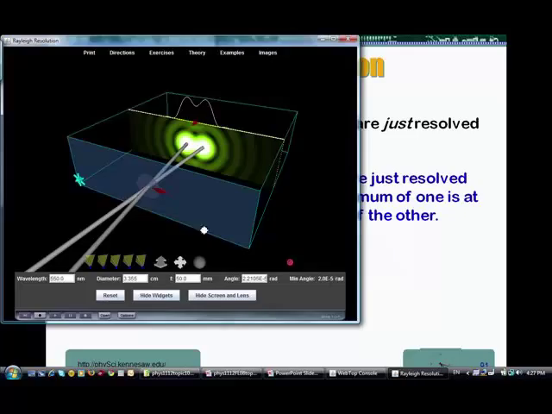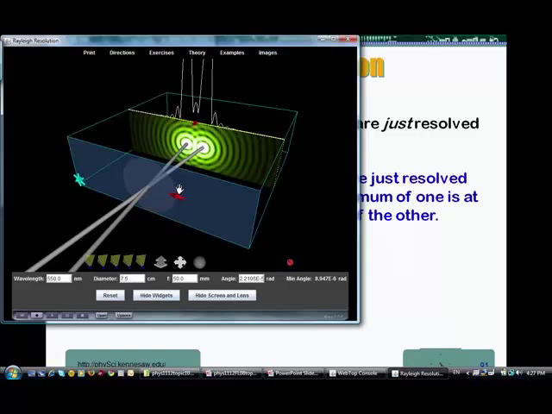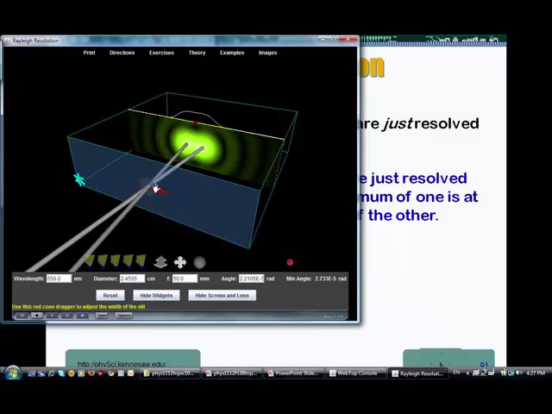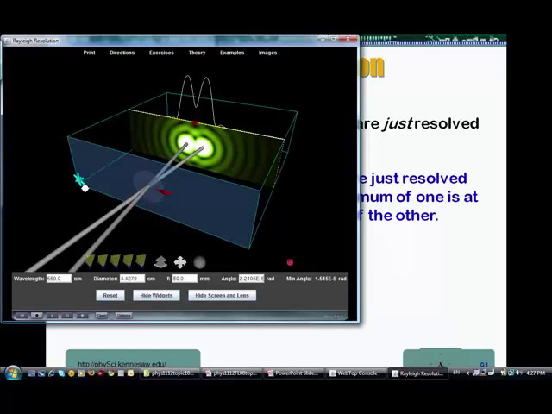Now, of course, it's going to depend on the size of the hole. You see, as I make the aperture larger, they become more resolved. If I make it smaller, they become less resolved. Now, it's going to also depend on the wavelength of the light. As I change the wavelength, if I increase it, you notice they become less resolved. As I decrease it, they become more resolved.